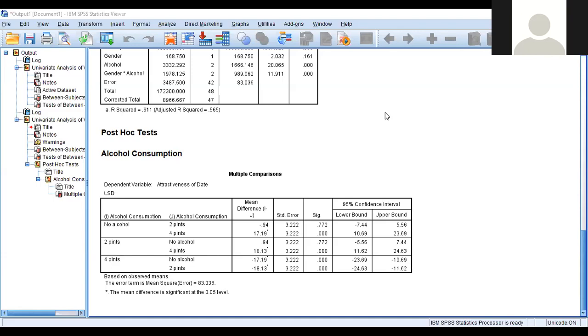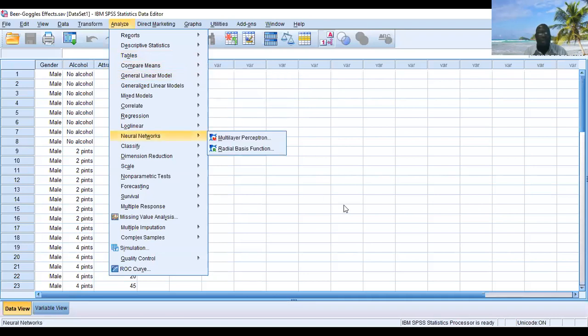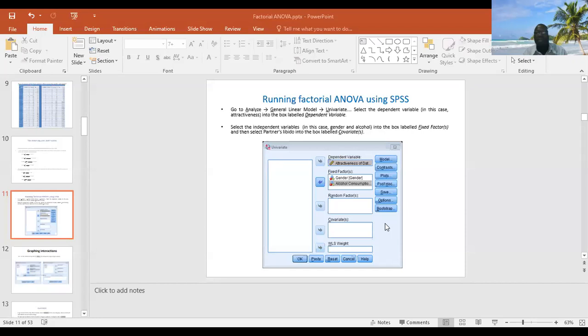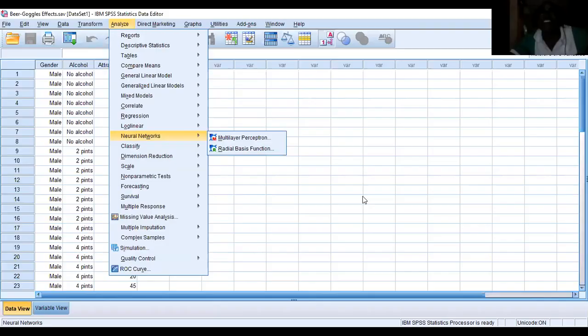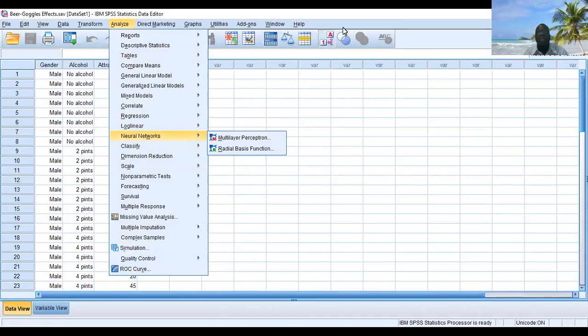Okay, so let's go back. Anyway, just wait. Let me share the step for running. Did I stop sharing? You see what I'm sharing, right? I can't see you. Okay, but I need to stop sharing. Stop sharing first. Okay. Yeah.